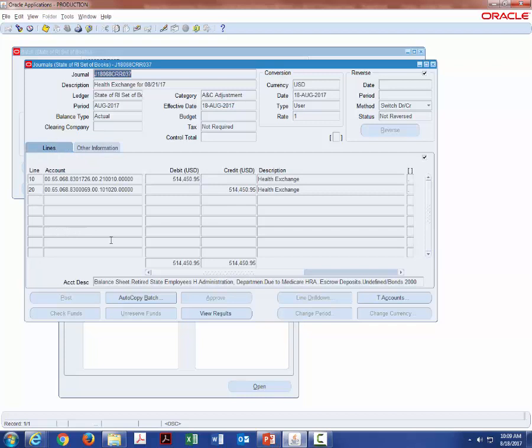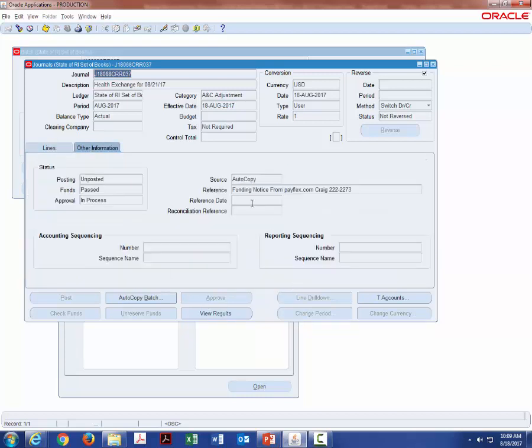Additionally, in the case of a cash receipt journal entry, the reference date field on this same Other Information screen should be filled in with the date the money was deposited in the bank.